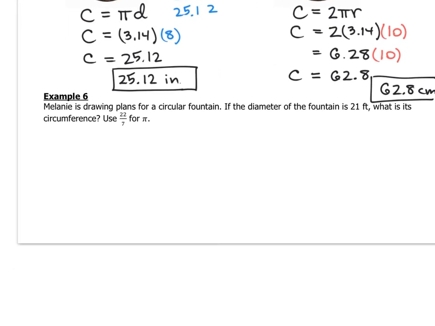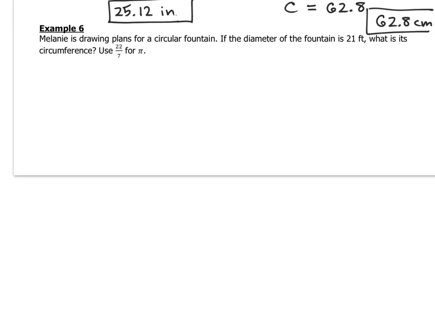Okay, finally, example 6. This is a word problem that says Melanie is drawing plans for a circular fountain. If the diameter of the fountain is 21 feet, what is its circumference? So anytime you have a word problem that involves a geometric figure, it's always good to draw a diagram. So that's what I want you to do first for this example, is draw a diagram. We have a circle here, so draw that circle. And let's look at what we're given. We're given the diameter. We know the diameter is 21 feet. So draw a diameter for this fountain or this circle. Okay, that would be a diameter there going through the center of the circle. And we know the diameter is 21 feet.